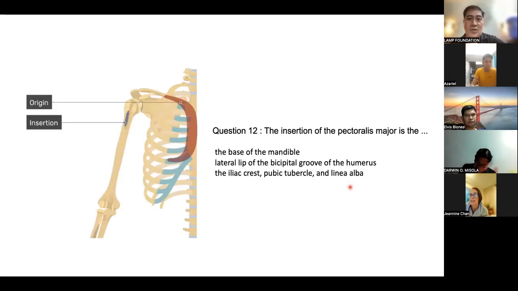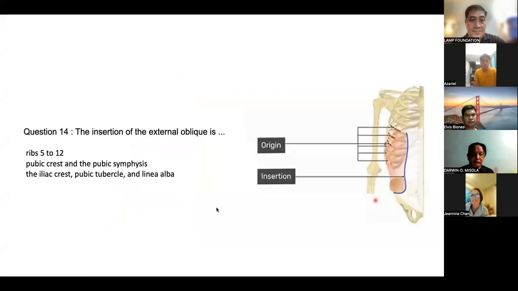Okay. Ulit. Insertion of the pectoralis major is? Lateral lip of the bicipital groove of the humerus. So you can see it here. Diba? There. Insertion. Bicipital groove of the humerus, the lateral lip. The subcutaneous tissue of the infraclavicular and supraclavicular regions are the origins of? The platysma.